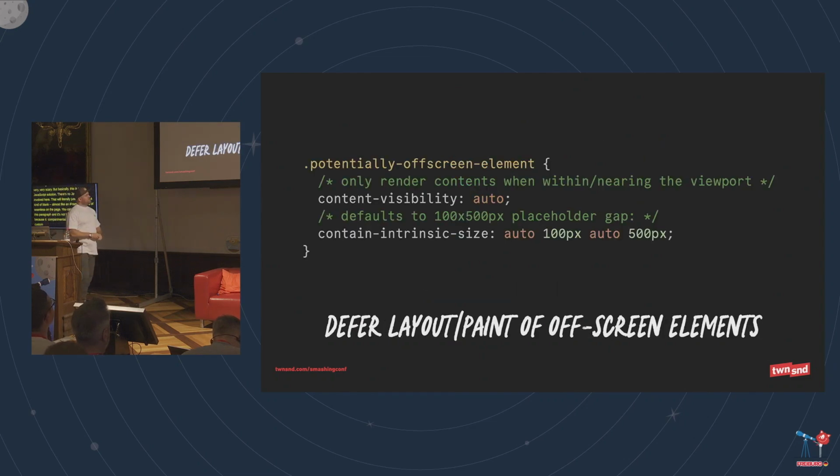And then the final one is deferring the layout and paint of off-screen elements. So you can use the Content Visibility API to do this, and you can actually prevent things like cumulative layout shift, where the web page is going to move around as you scroll and interact, by setting a placeholder size there as well.